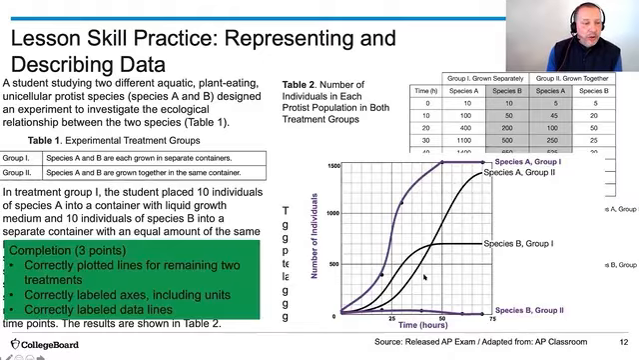Your answer should include the correctly plotted lines for the remaining 2 treatments, so species A, group 1, and species B, group 2, which are indicated in the purple lines, correctly labeled the axes, and correctly labeled the data lines.